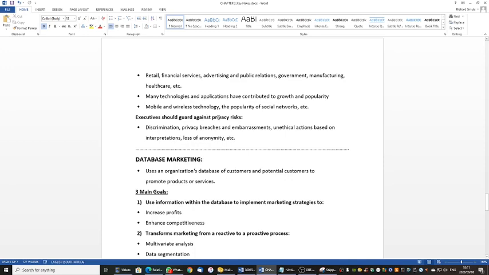Executives should guard against privacy issues, and this deals with ethics. And I'm actually going to type it in here in red.